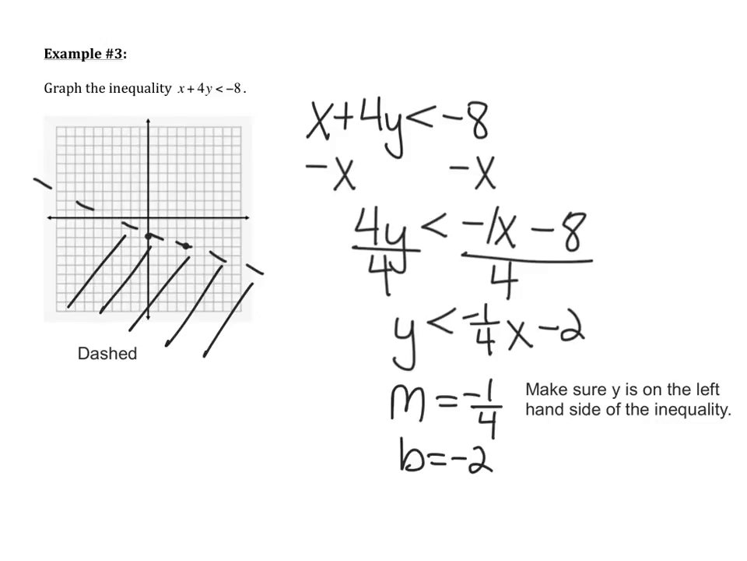So again, this means that any point in this shaded area will give me a true statement when I substitute those x's and y's into the original inequality. Any points along this line would not work since it is not equal to. So again, I shaded below the line because it was less than once I got y by itself, and I dashed the line because it was not equal to in my original problem.